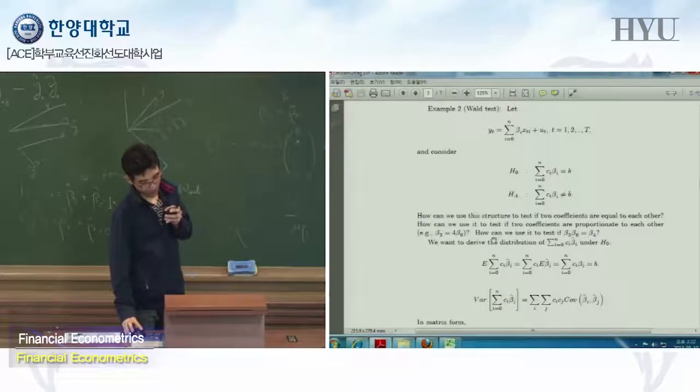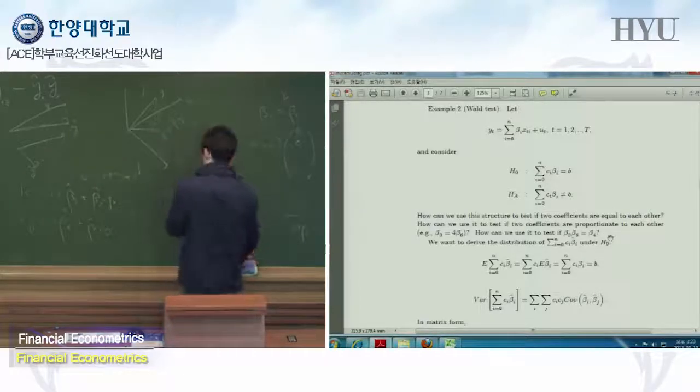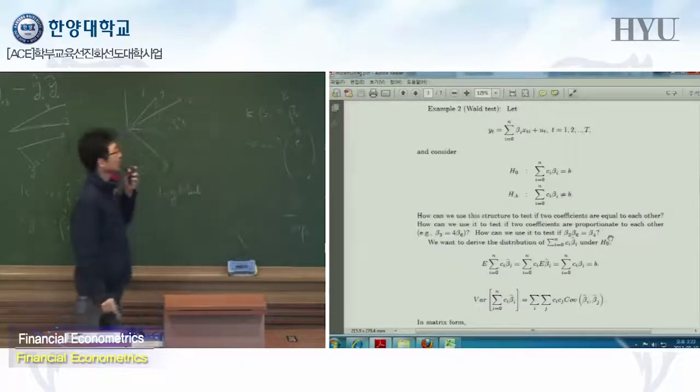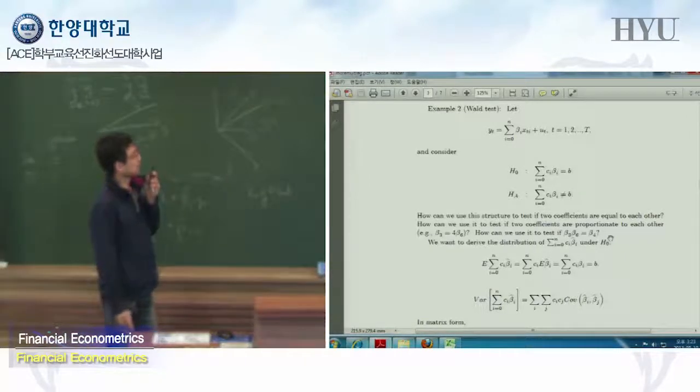And second, how do we test if two coefficients are proportional to each other? Suppose like this one. In this case, beta 2 is a k multiple of beta 1.